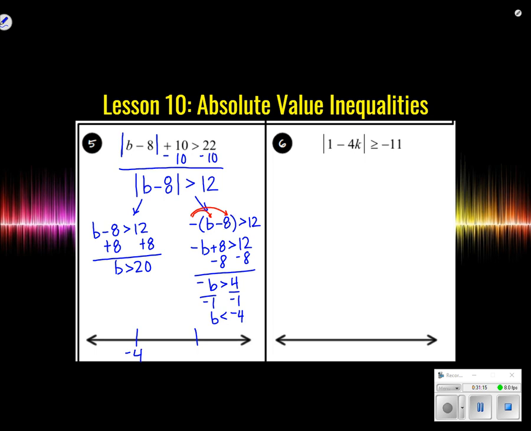Negative 4 goes on the left because it's smaller. 20 goes on the right because it's larger. Ooh, they both have open circles. B is greater than 20. That's to the right. B is less than negative 4. That's to the left. This is an or compound inequality.